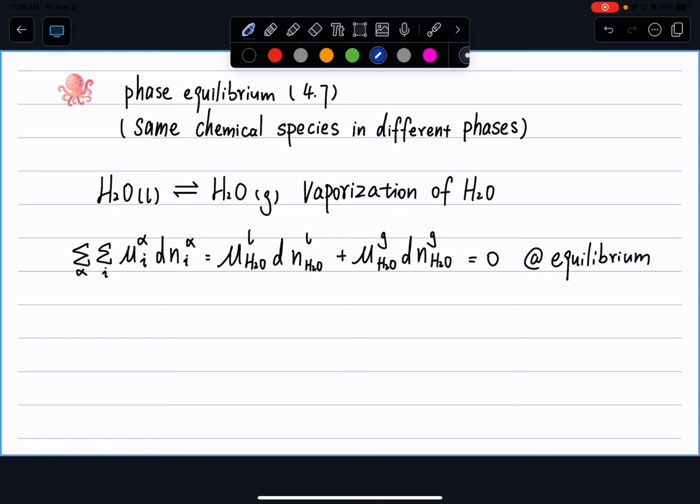So what do you have here? Using the definition of our chemical potential, we can first write out this expression. That's the chemical potential, the general expression. In this case, we only have one substance, which is water, but we have two different phases given by the superscripts L and G here. So we only have one component, but two phases. And at equilibrium, this chemical potential term equals 0.